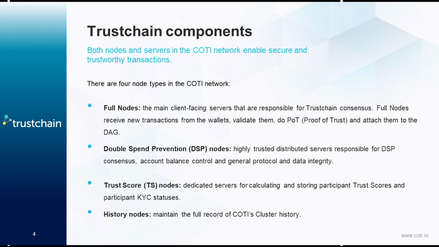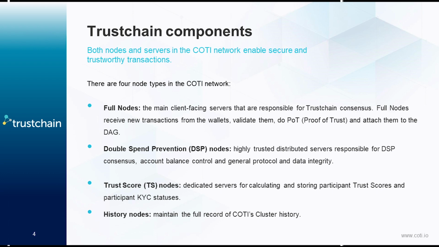Another important node in the COTI network is the trust score node, which adds the layer of trust to the network. This type of node is a dedicated node responsible for calculating the participant's trust score and basically defining how much consensus and how much power the network will need in order to confirm each transaction.